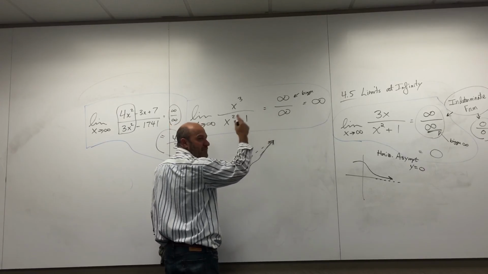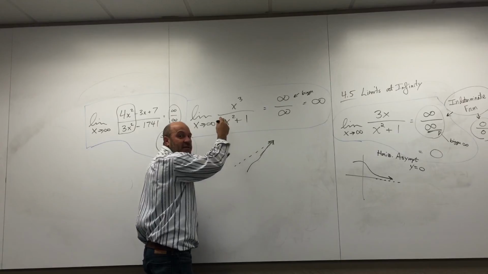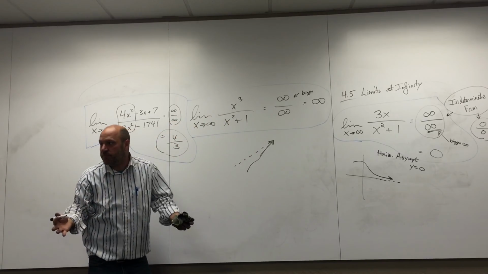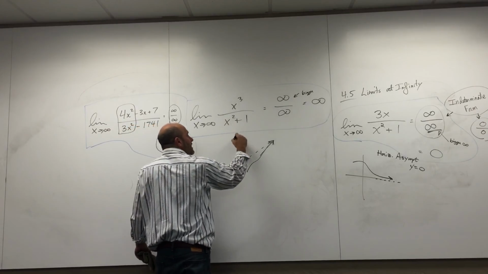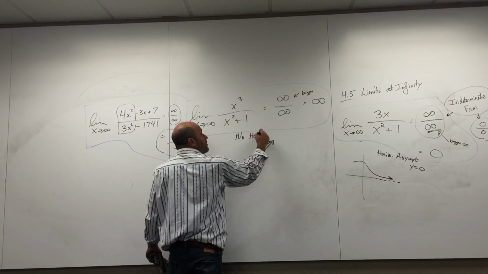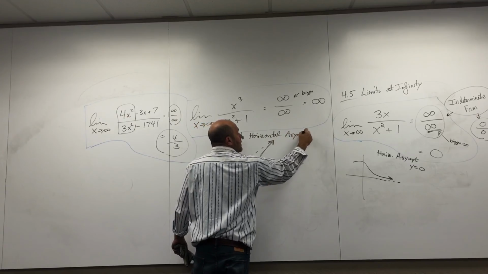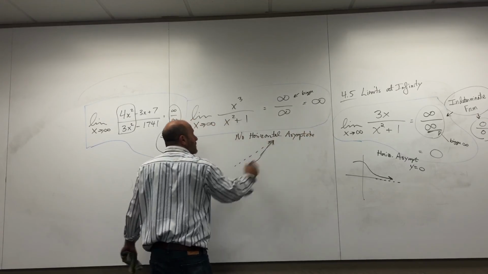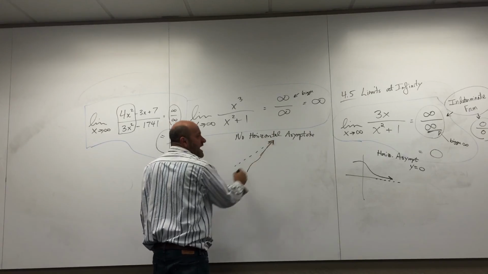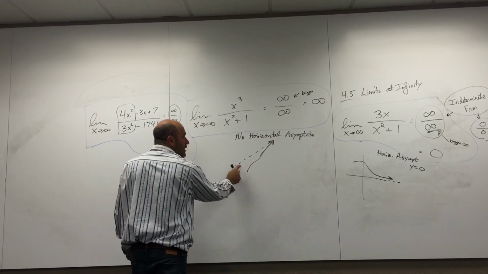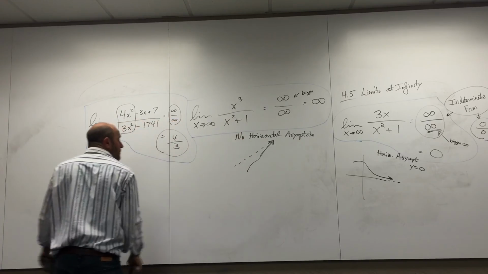Are you with me? I'm trying to connect the calculus of this limit to the algebra of asymptotes. And so let me just say there is no horizontal asymptote. This graph approaches infinity. No horizontal asymptote. There is a slanted asymptote or an oblique asymptote. I don't really care too much about those, but it's not horizontal.